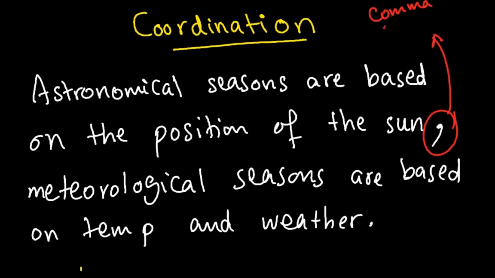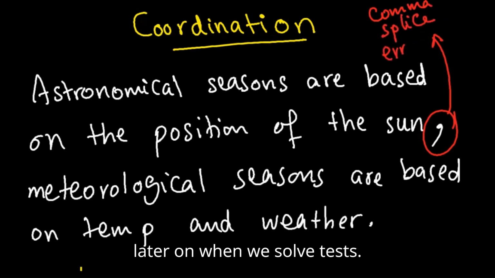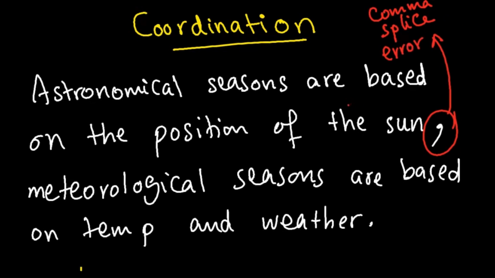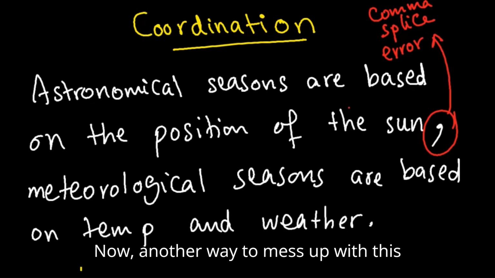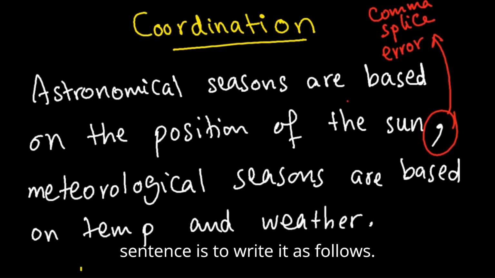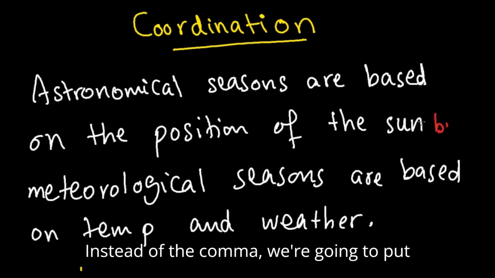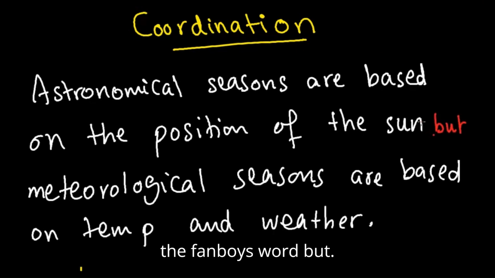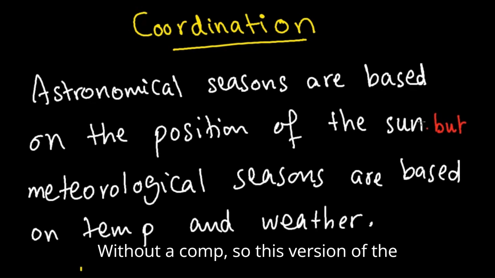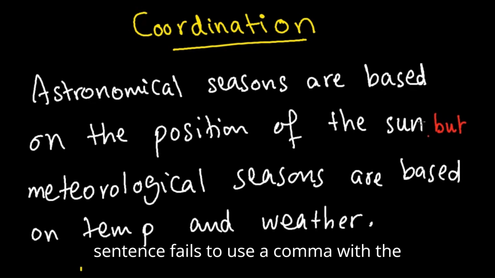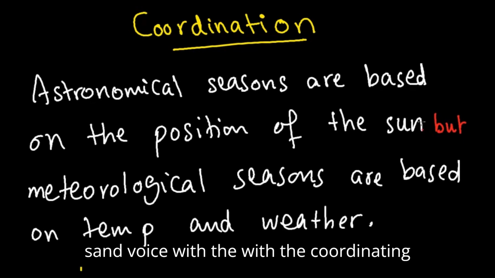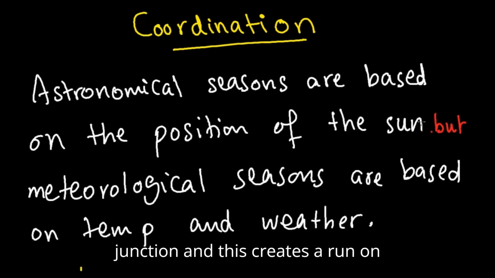Now remember that. We're going to need it and use it a lot later on when we solve test items. Now, another way to mess up with this sentence is to write it as follows. Instead of the comma, we're going to put the fanboys word, but without a comma. So this version of the sentence fails to use a comma with the coordinating conjunction, and this creates a run-on sentence error.